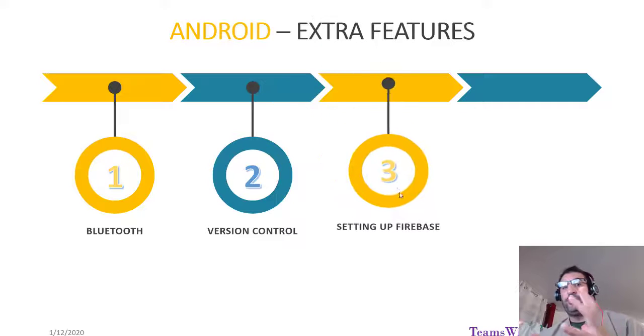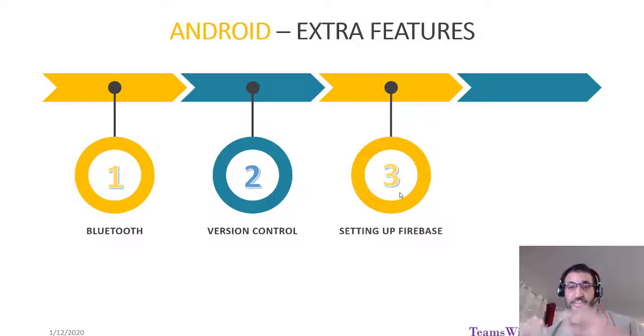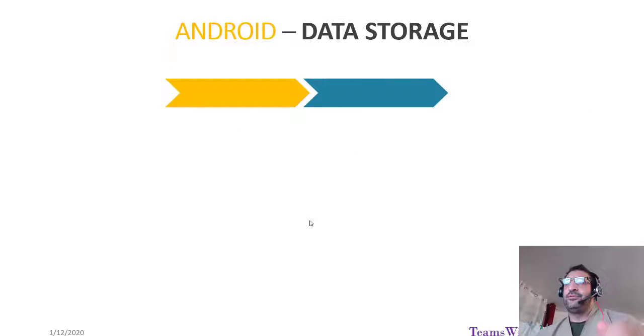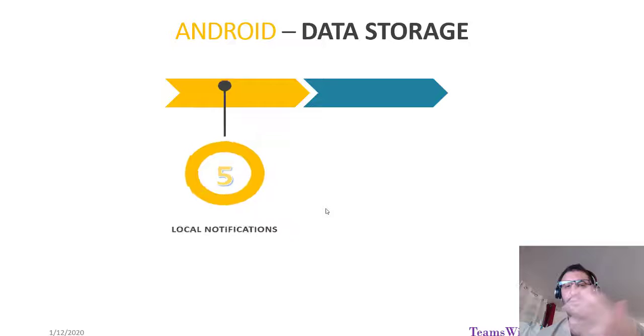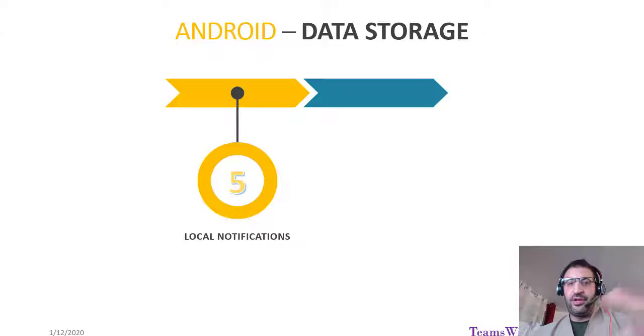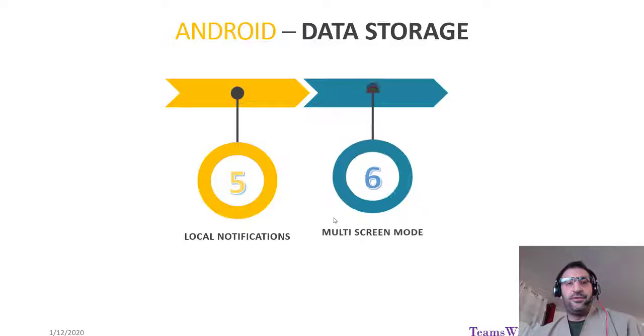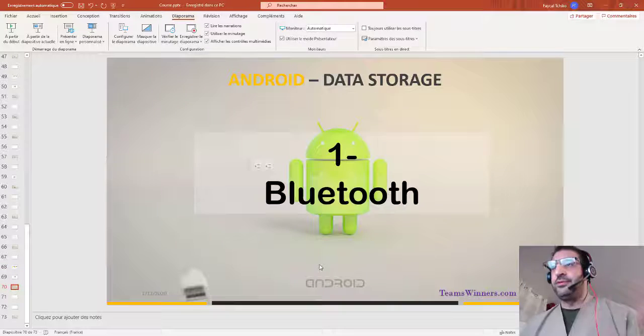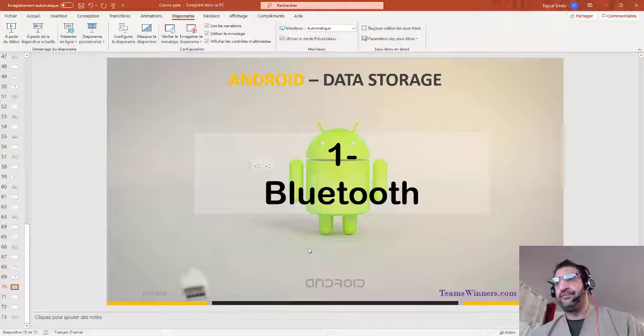After, I will show you how to set up Firebase to your application. And fourth, this one is important for a lot of people, how to make revenue with your application using AdMob. And before closing this chapter, I will show you how to use local notification. You know how to use notification when you scroll the bar in your phone. And finally, how to use multi-screen mode. So let's start with Bluetooth and how to enable it in your application.